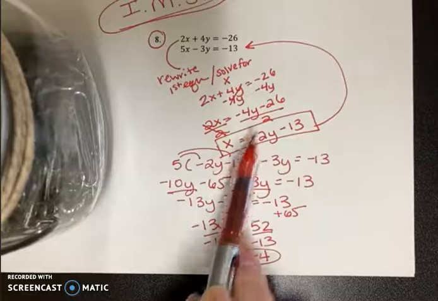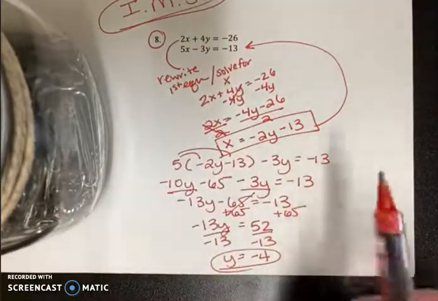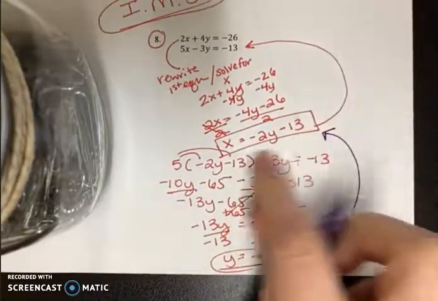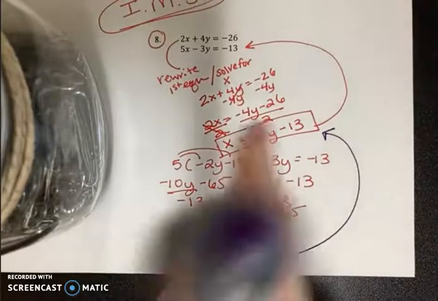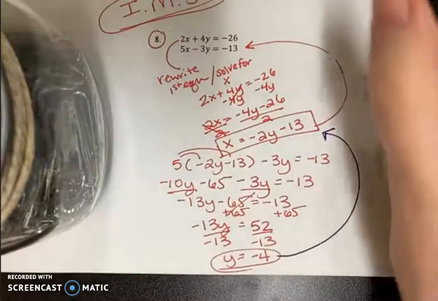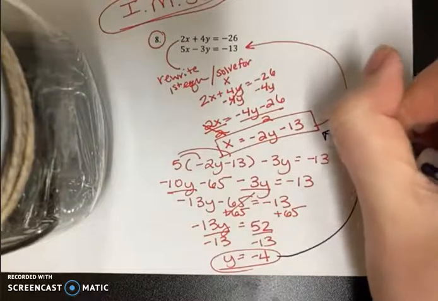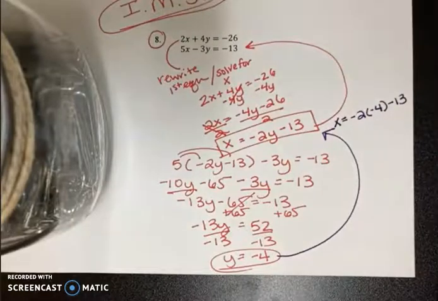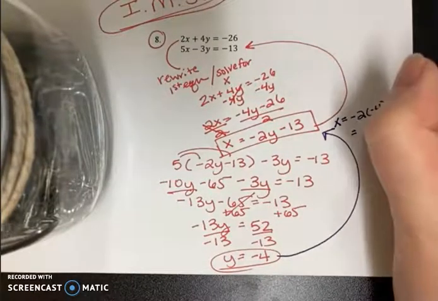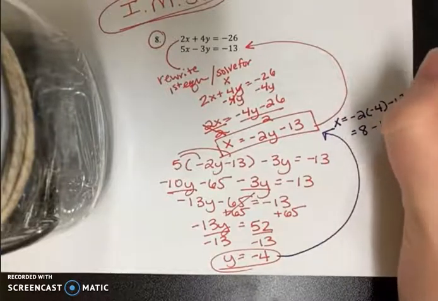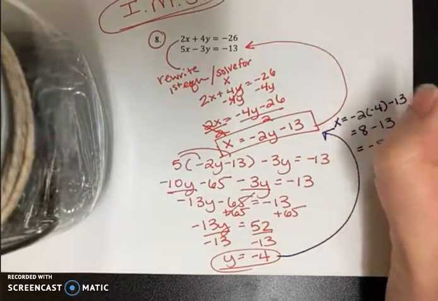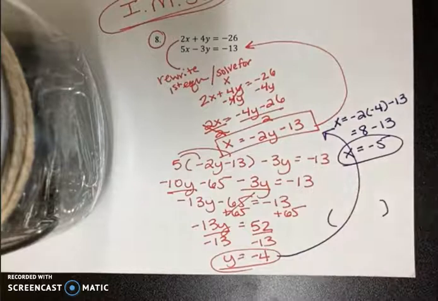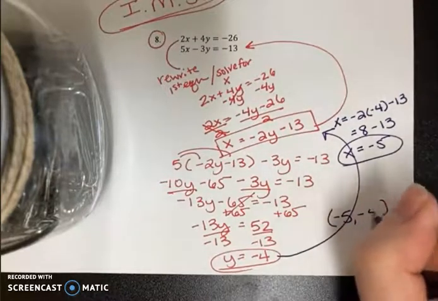Honestly, it would probably be easier instead of plugging it into the original, which could work. It could be easier if we take negative 4 and plug it into our equation we already have written for x. Because really, this is equivalent to the first equation. It's just rewritten. So I'm going to do that and put x equals negative 2 times y, which is negative 4, minus 13. That gives me negative 2 times negative 4 is positive 8, minus 13. That's negative 5. So x equals negative 5. Remember, you need to write your final answer as a coordinate. So negative 5, negative 4.